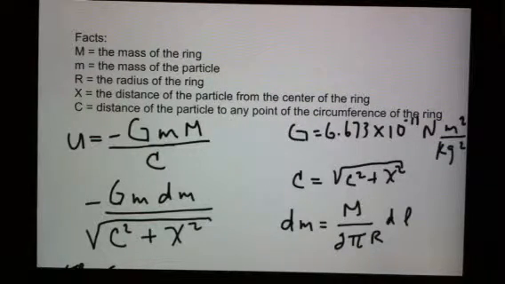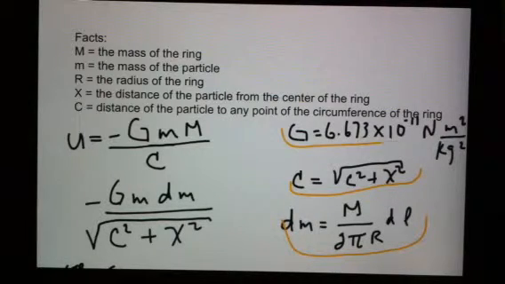At this point, we're done gathering information. We calculated C and we calculated dm. Now we're going to be using G. G is a constant, and this is the value, 6.673 times 10 to the negative 11 newton meter squared per kilogram squared.